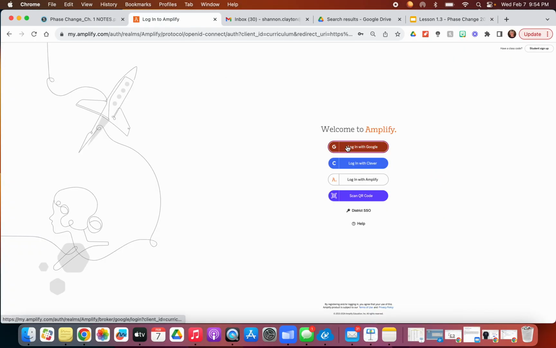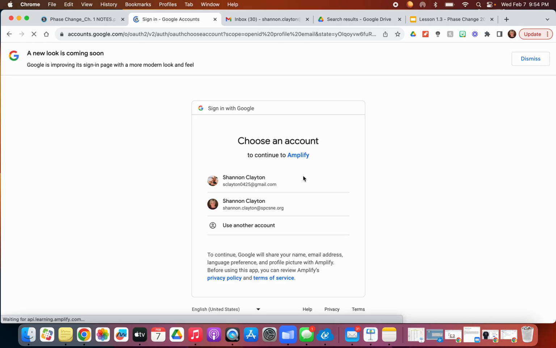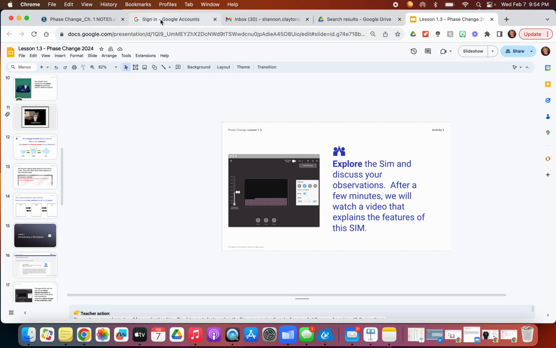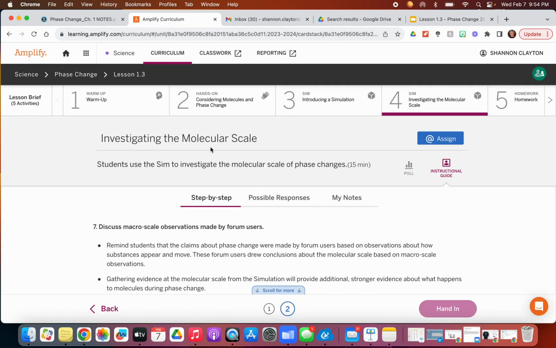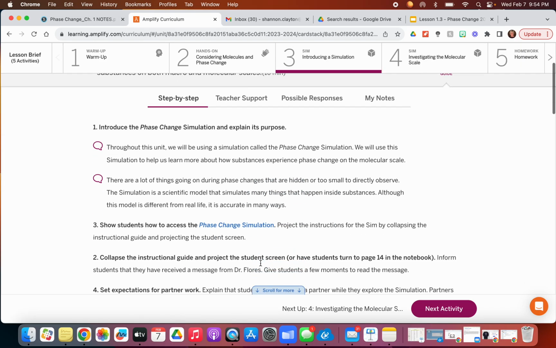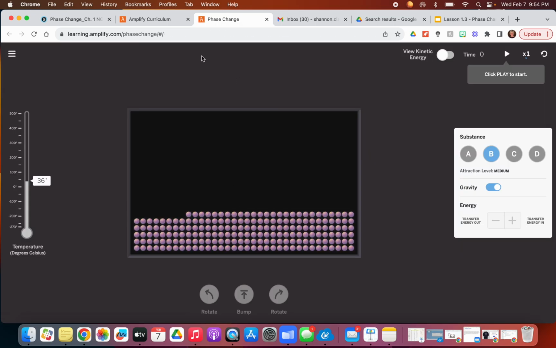You're going to go into Chapter 1, Lesson 3. And there should be a link in Activity 3. That's where we're at right now, right? Yeah, Activity 3. Why isn't this working? Here we go. Here's Activity 3. We're going to go to Activity 3 and then go ahead and click on that blue link to take you into the phase change.